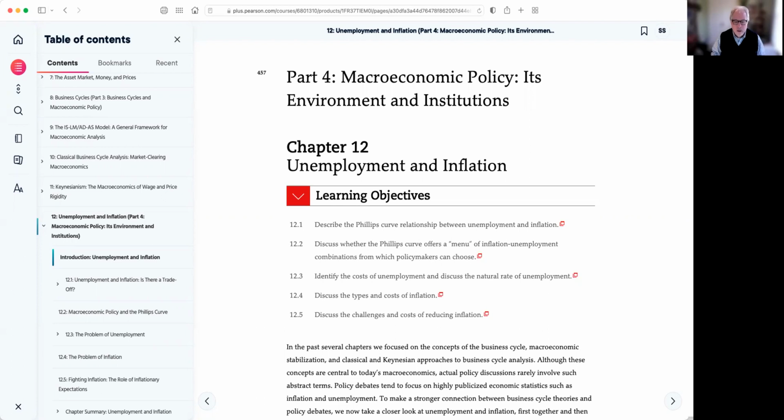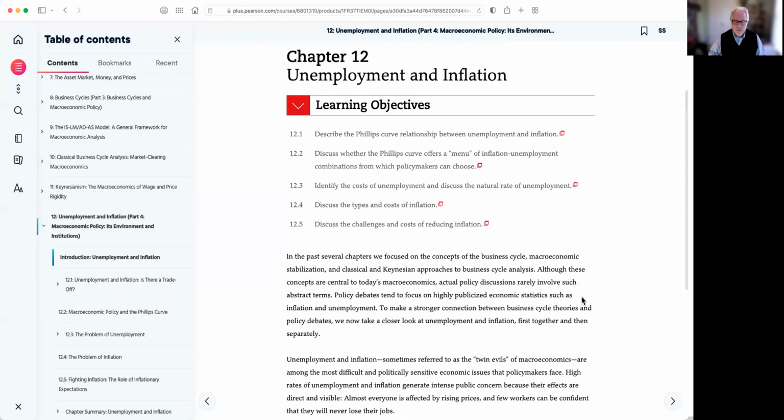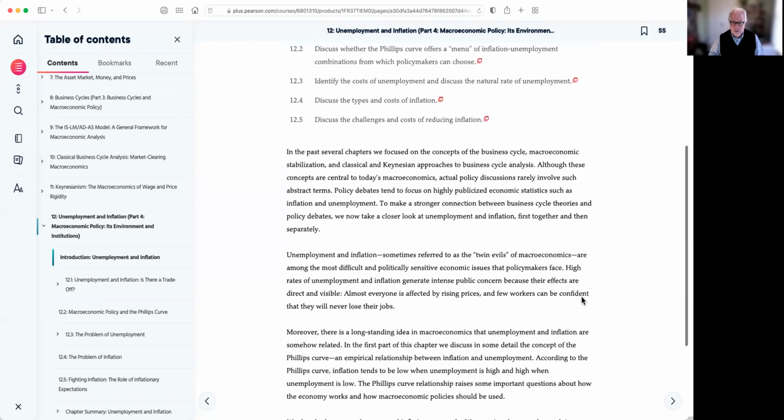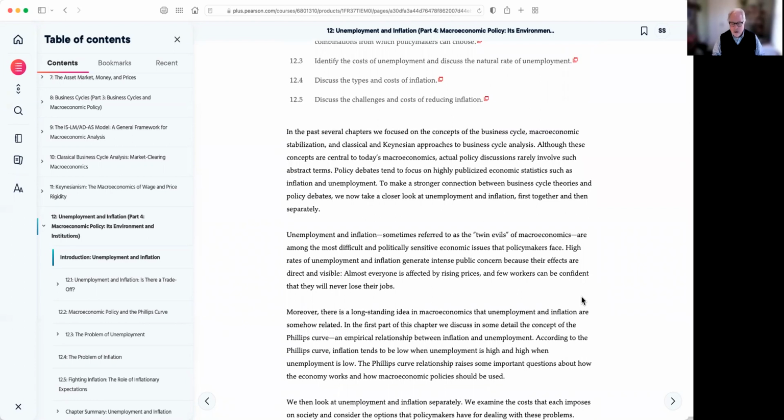We'll talk about inflation and unemployment generally, as well as the challenges about reducing inflation and the role that inflationary expectations play, and that is particularly relevant for the period here in the current year, 2022, in the beginning of that year. So there's an introduction at the beginning of this chapter that provides some background. It really talks about how we want to take a look at macroeconomic policy and how that relates to business cycle theories, policy debates, unemployment and inflation in particular.